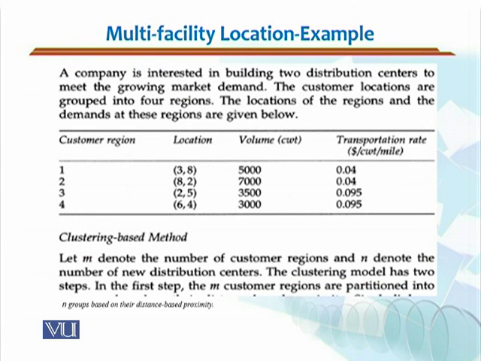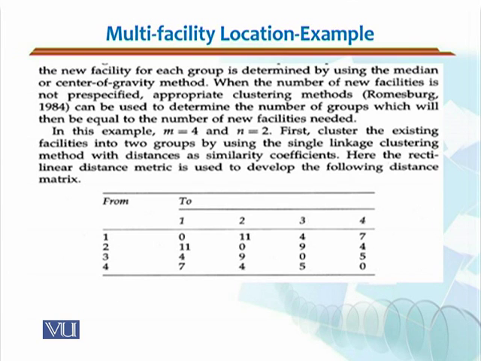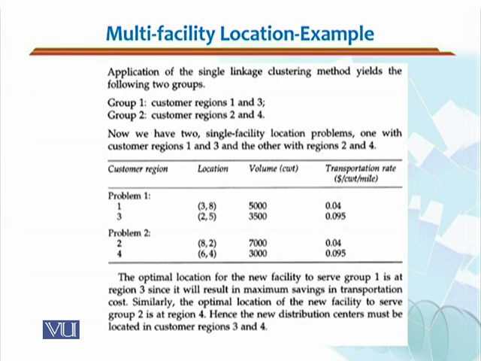Now, based on that similarity matrix, which is actually based on the distance from one region to another region, we need to look at the application of a single linkage clustering method. It yields the following two groups. Group 1 would be customer regions 1 and 3, whereas group 2 would be customer regions 2 and 4.